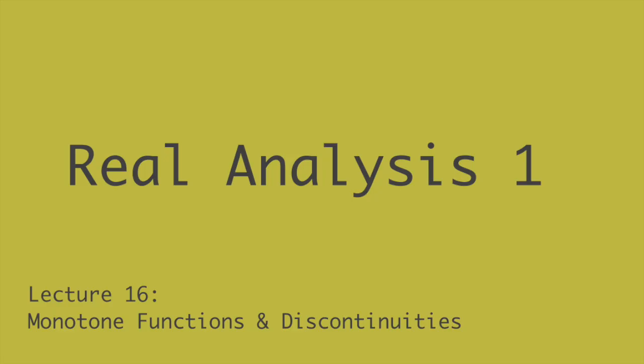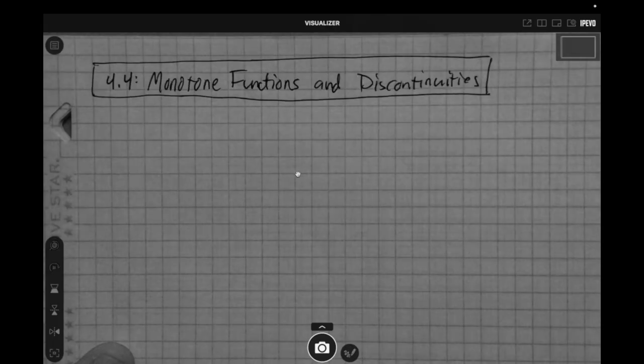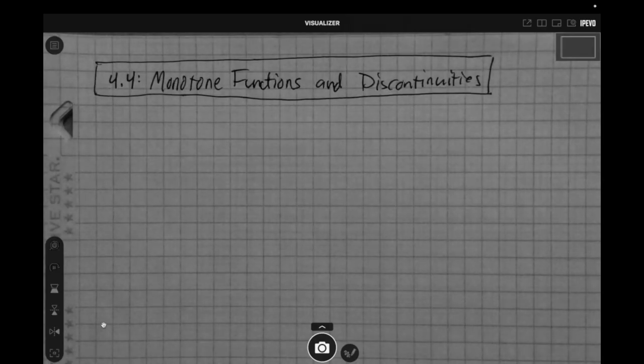And then we want to discuss also discontinuities, so kind of an add-on discussion to whatever you would have had in calculus regarding discontinuities, the types of discontinuities, and then a characterization of these, but from a more real analysis, kind of rigorous standpoint. So let's go ahead and get started, jump into it. This will be section 4.4, monotone functions and discontinuities.